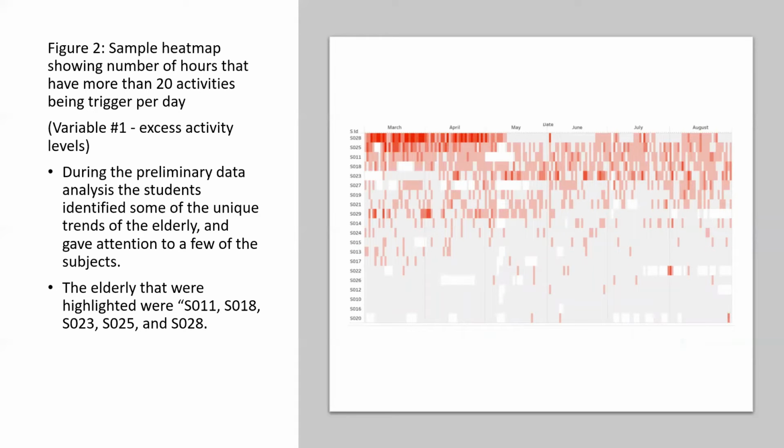On this figure, you have the sample heat map showing the number of hours that have more than 20 activities being triggered per day. And this heat map is used for variable number 1, excessive activity levels. During the preliminary data analysis, the students identified some of the unique trends of the elderly and gave attention to a few of the subjects. The elderly that were highlighted were S011, S018, S023, S025, and S028.